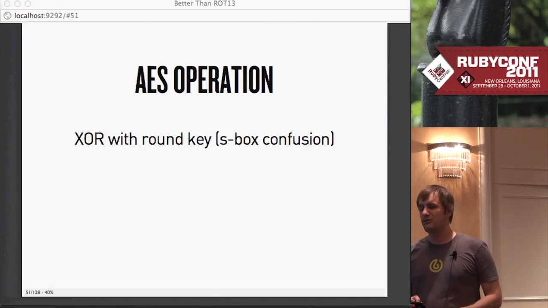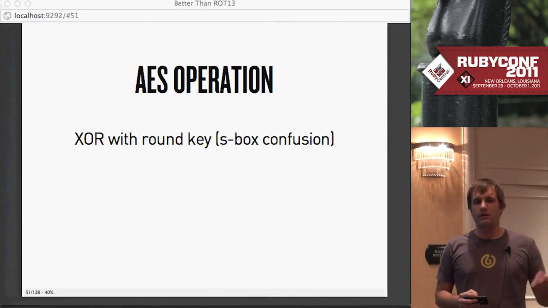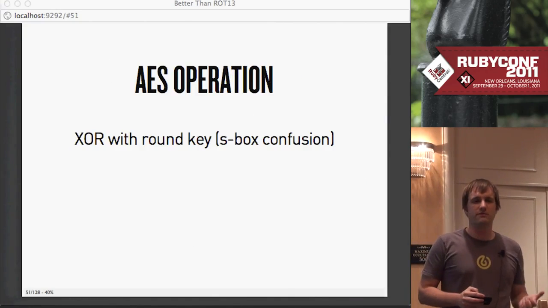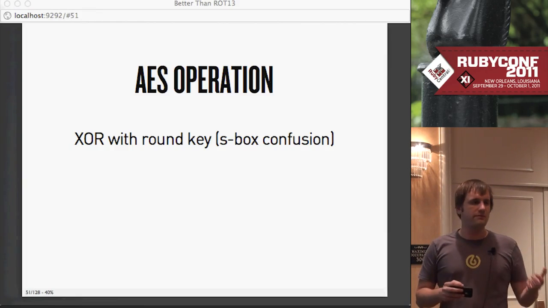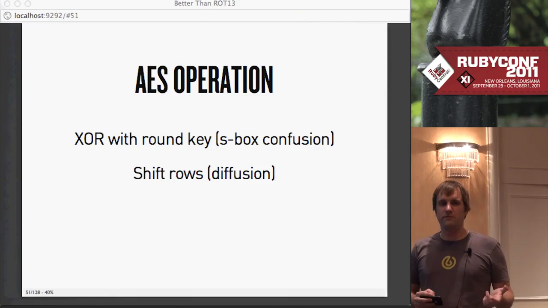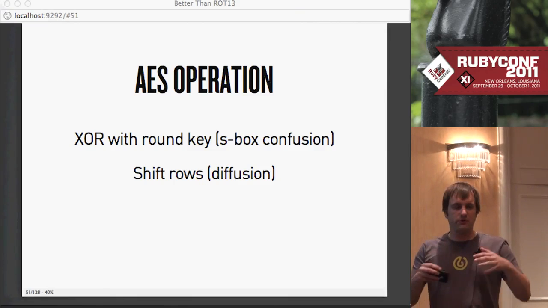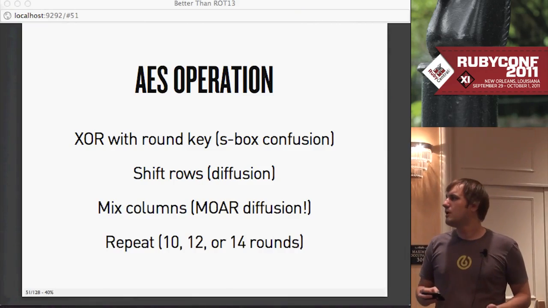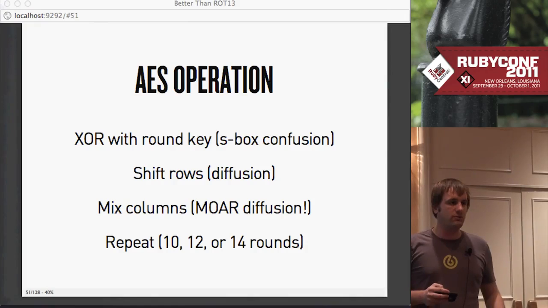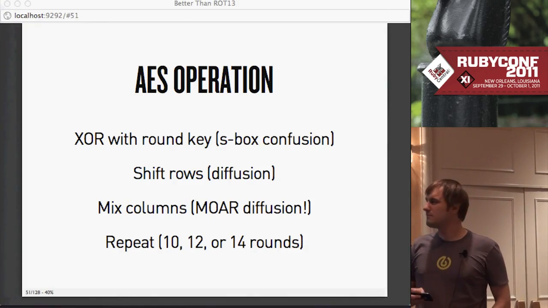So the general operation is that you take a key, and it's also a round key. In the first round, you basically take the key and XOR it with your message, that 4x4 matrix of characters. That applies confusion. Then you shift the rows of this matrix. That applies diffusion. You mix the columns, more diffusion. And then you do that 10, 12, or 14 times, depending on the length of your key.